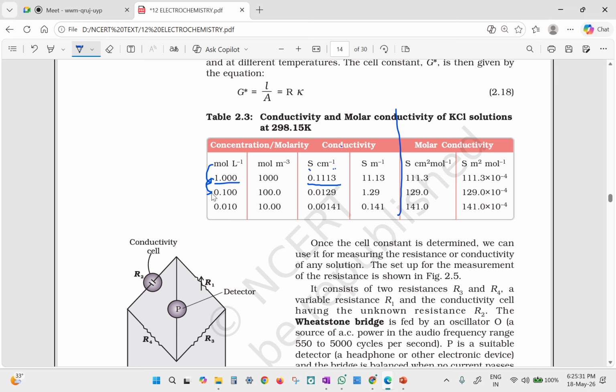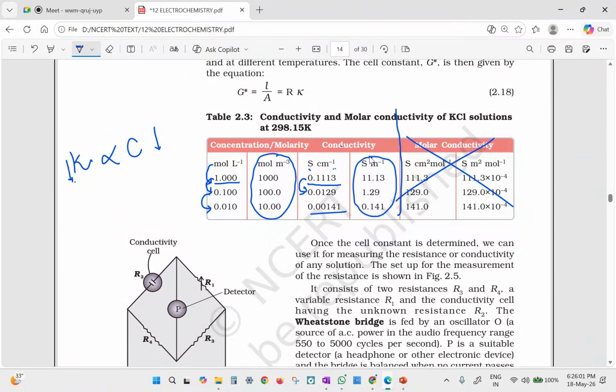What happens when the concentration is decreased? The conductivity value, don't look at this, decreases. So kappa, conductivity, is directly proportional to concentration. Concentration is high, conductivity is high. Concentration decreases, conductivity decreases. That's what is evident here. It decreases to 0.010, the conductivity also decreases. This is expressing the concentration in mole per meter cube and conductivity in Siemens per meter. Both are going to reflect the same thing. As the concentration decreases, conductivity value decreases. Any problem with this?